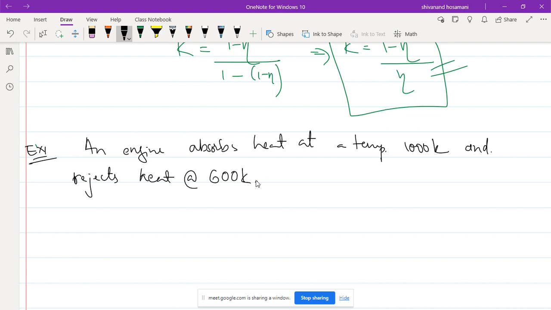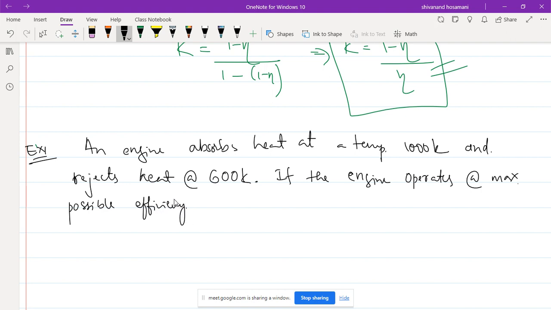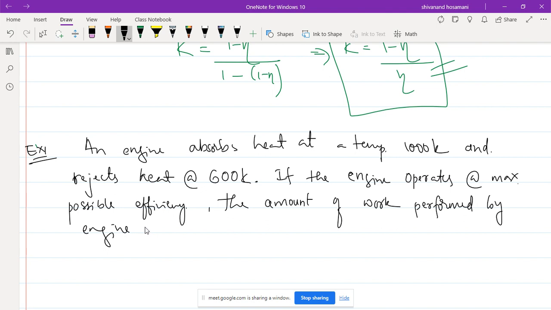If the engine operates at maximum possible efficiency, the amount of work performed by the engine for 2000 joule heat input is.